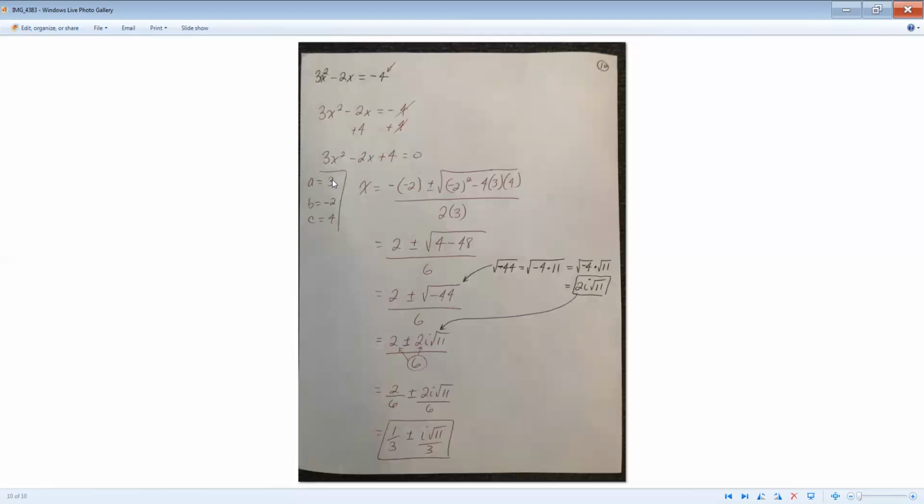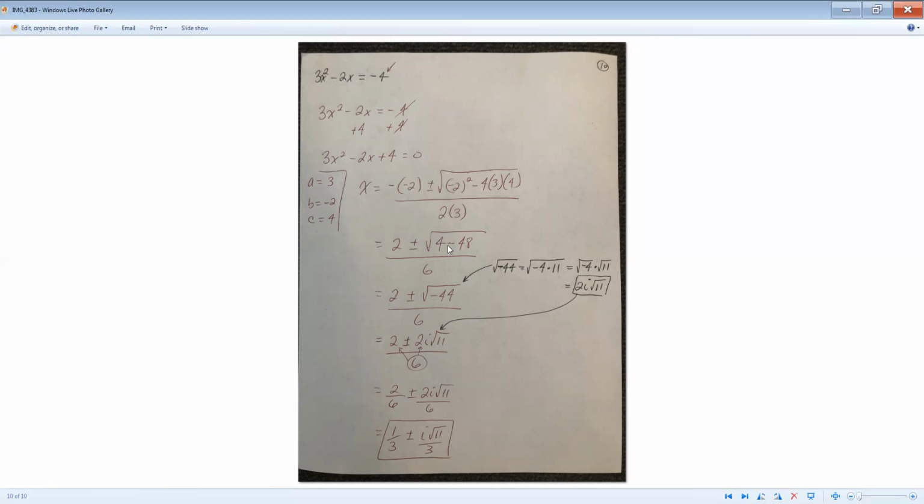Now we know exactly what our a, b, and c variables are. A is 3, b is -2, c is 4. So we plug them in accordingly. That would be negative 2 plus or minus square root of negative 2 squared minus 4 times 3 times 4 all over 2 times 3.